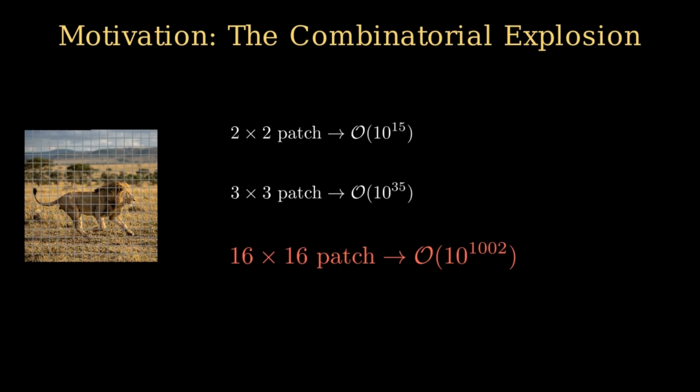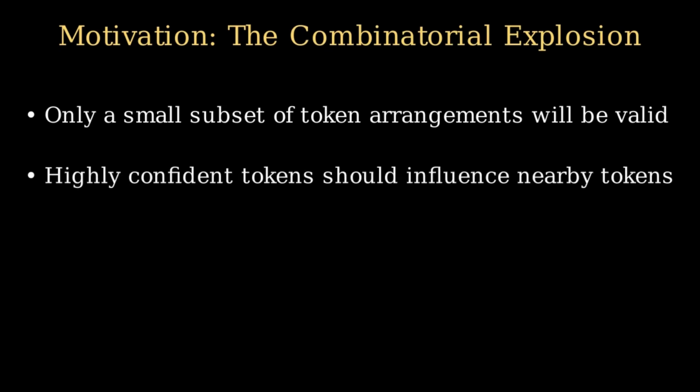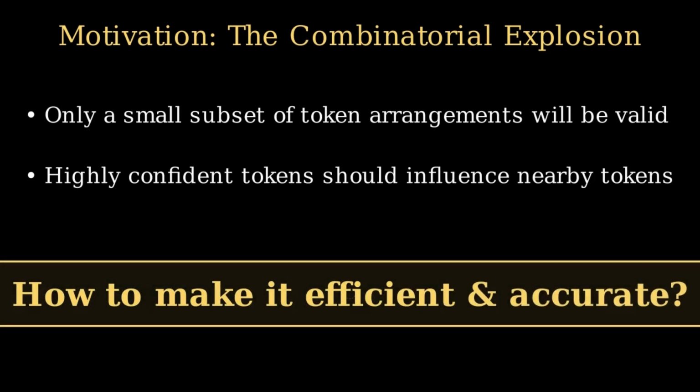To put that in perspective, there are only about 10 to the power of 80 atoms in the observable universe. Out of this massive search space, only a tiny microscopic subset of token arrangements will form a valid realistic image. Furthermore, highly confident tokens need to influence the prediction of nearby tokens to maintain structure. This leaves us with the ultimate question for this tutorial. How can we make generation both efficient and highly accurate amidst such complexity?